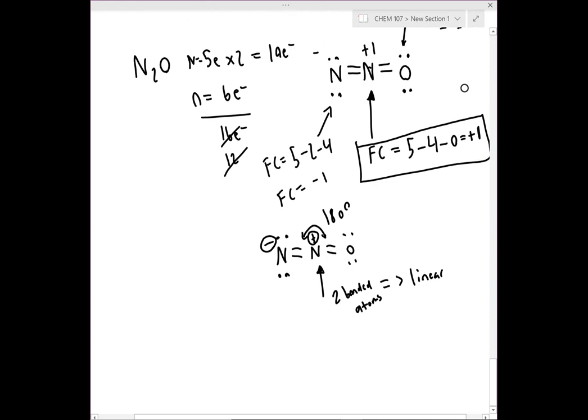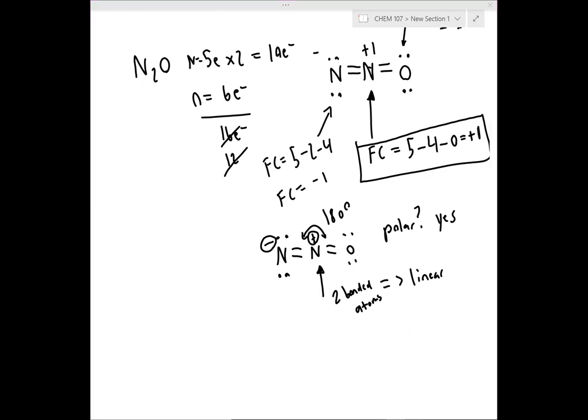Now that we have our geometry, my question to all of you is, is this molecule polar? Are the atoms bonded to the central atom the same or different? Non-polar. And why do you say that? Because the same atom is connected to the central one, and no lone pairs. Are nitrogen and oxygen the same? Different. This would be polar, exactly right, because our atoms bonded to the central atom are different.